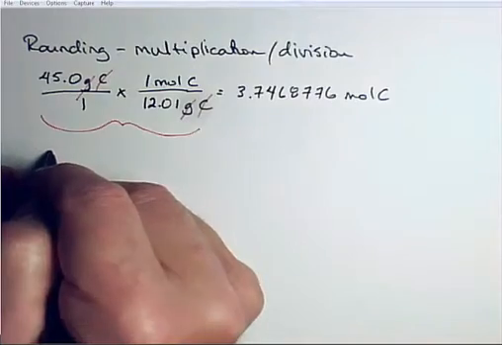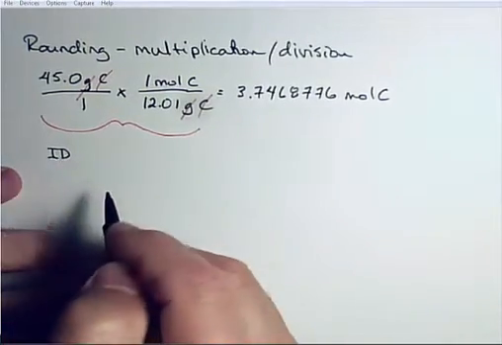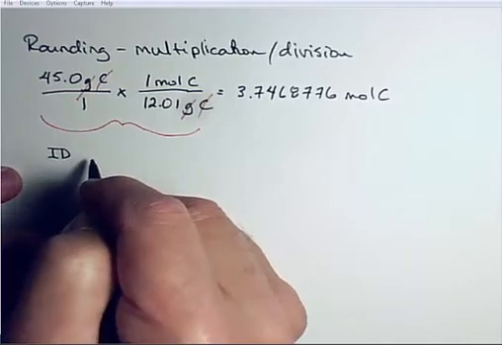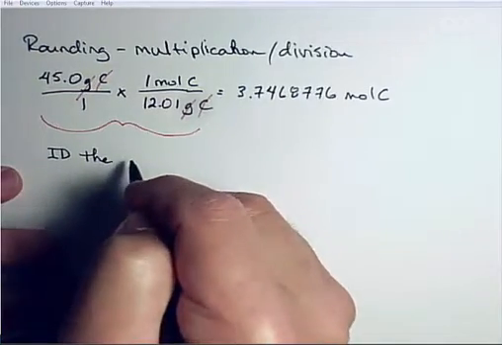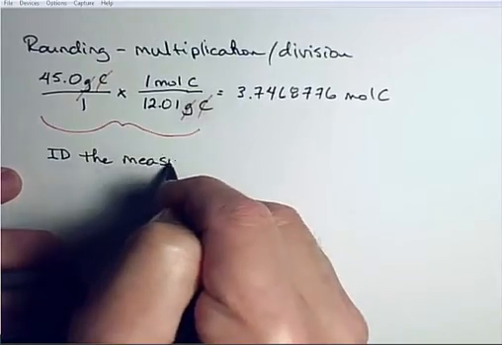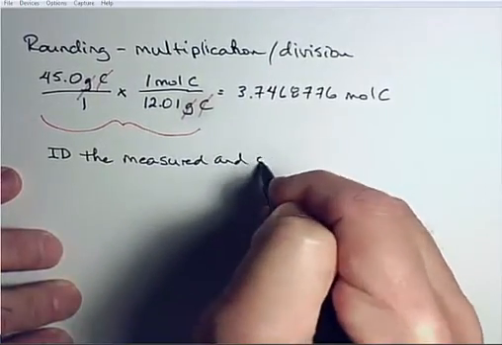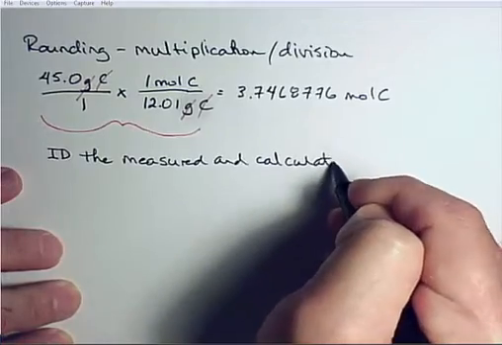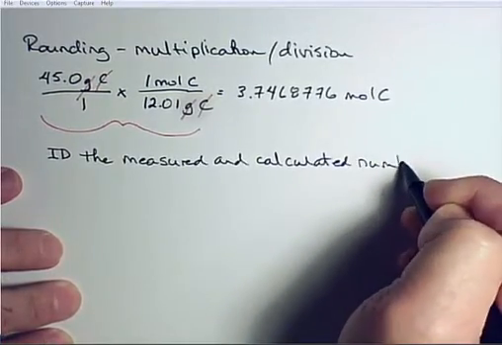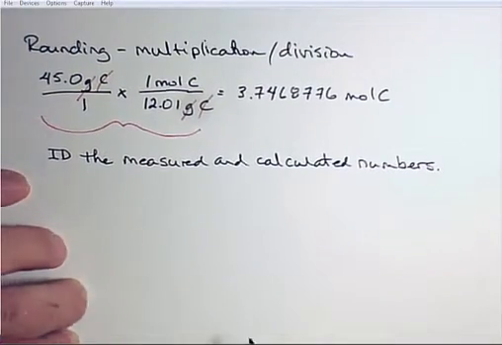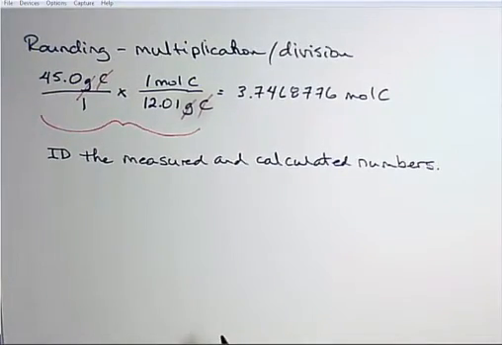First thing you want to do is ID, which just stands for identify, or identification. So you want to identify the measured and calculated numbers in the problem. Well, I guess first of all, you need to make sure you've got a multiplication division problem, because the rounding process I'm going to show you now doesn't really work unless you're doing multiplication division. So the first thing you really need to do is identify a multiplication division problem. And then you're going to identify the measured and calculated numbers.